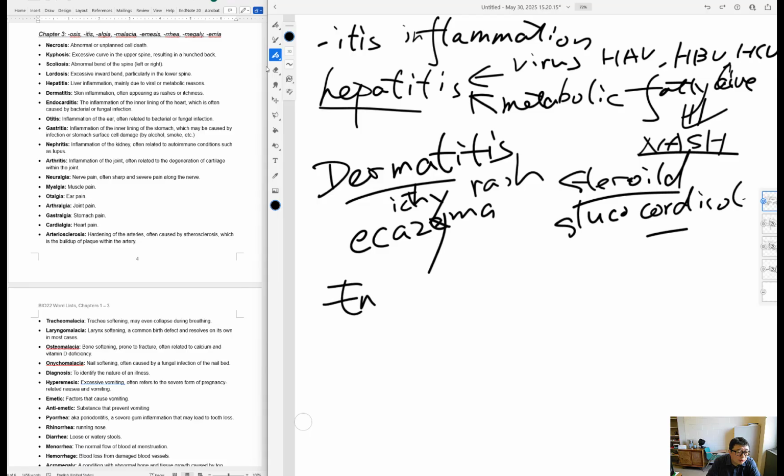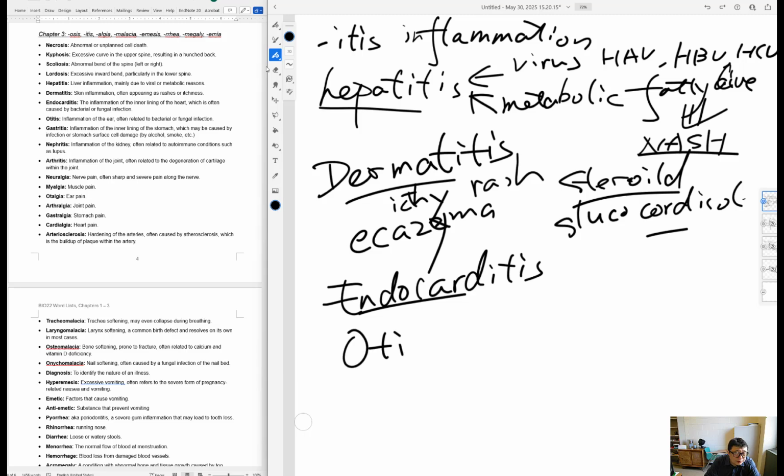And endocarditis. This is inflammation of the internal lining of the heart. In most cases it is caused by bacteria; fungal infection is, I think, not very often.